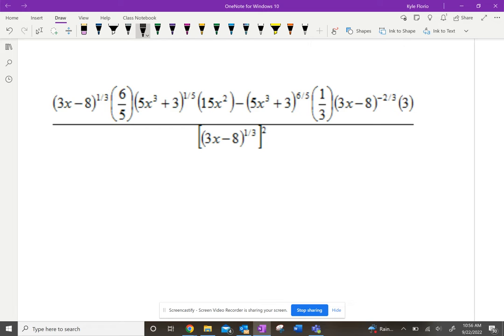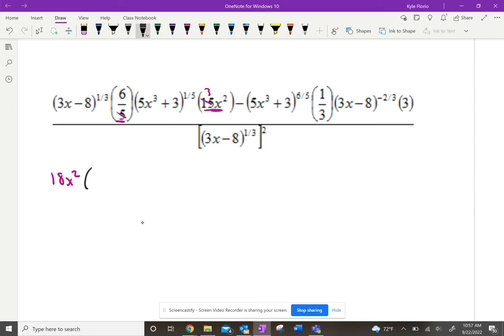Some fractions involved, but still the same type of problem. It's not as random as I said before, but all right. So I'm going to take the 6/5 and this 15x squared, and this is just multiplication, so the order that I multiply doesn't matter. I'll multiply those two things first. Now, 15 divided by 5 is 3, and 3 times 6 is 18. So we're going to have an 18x squared.